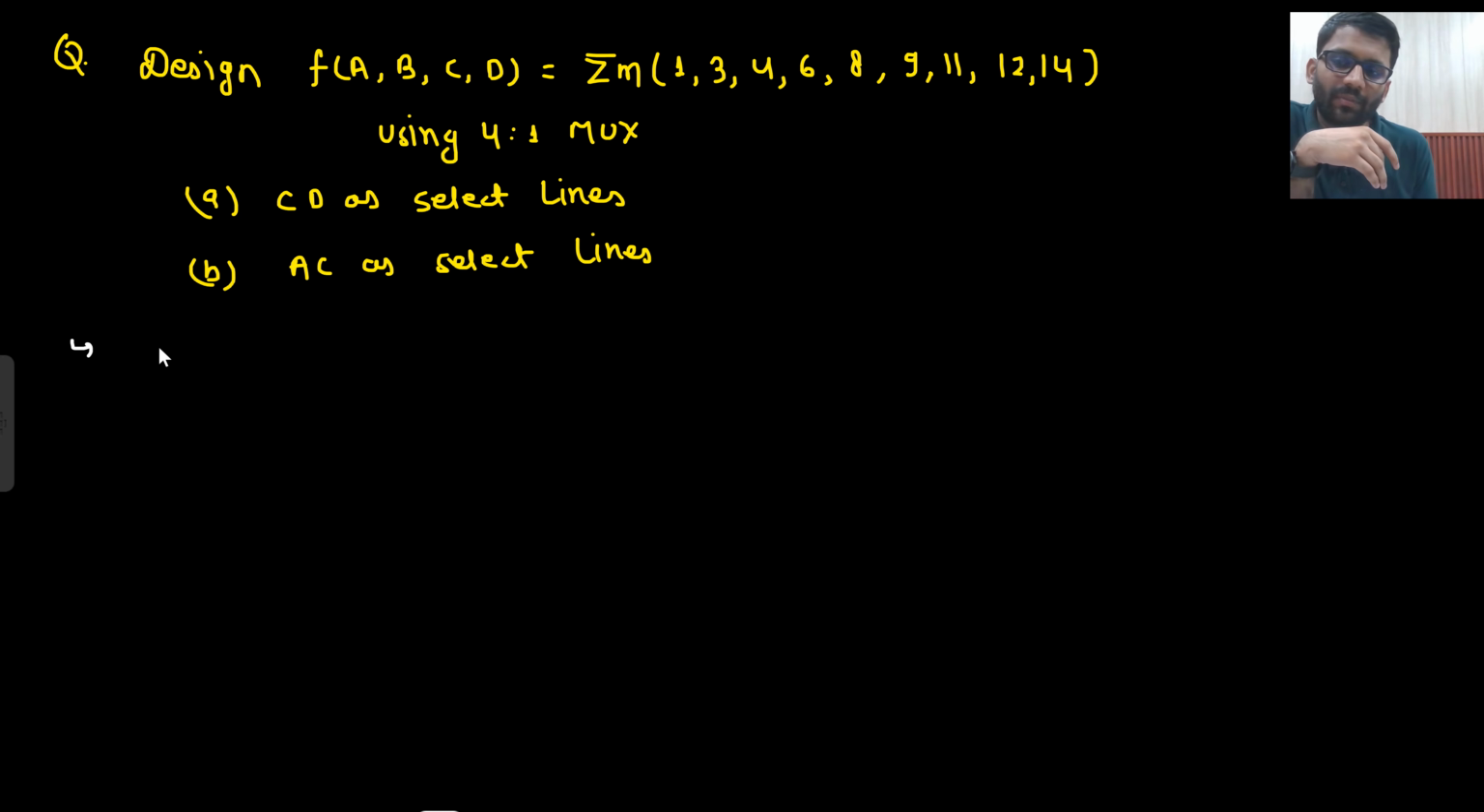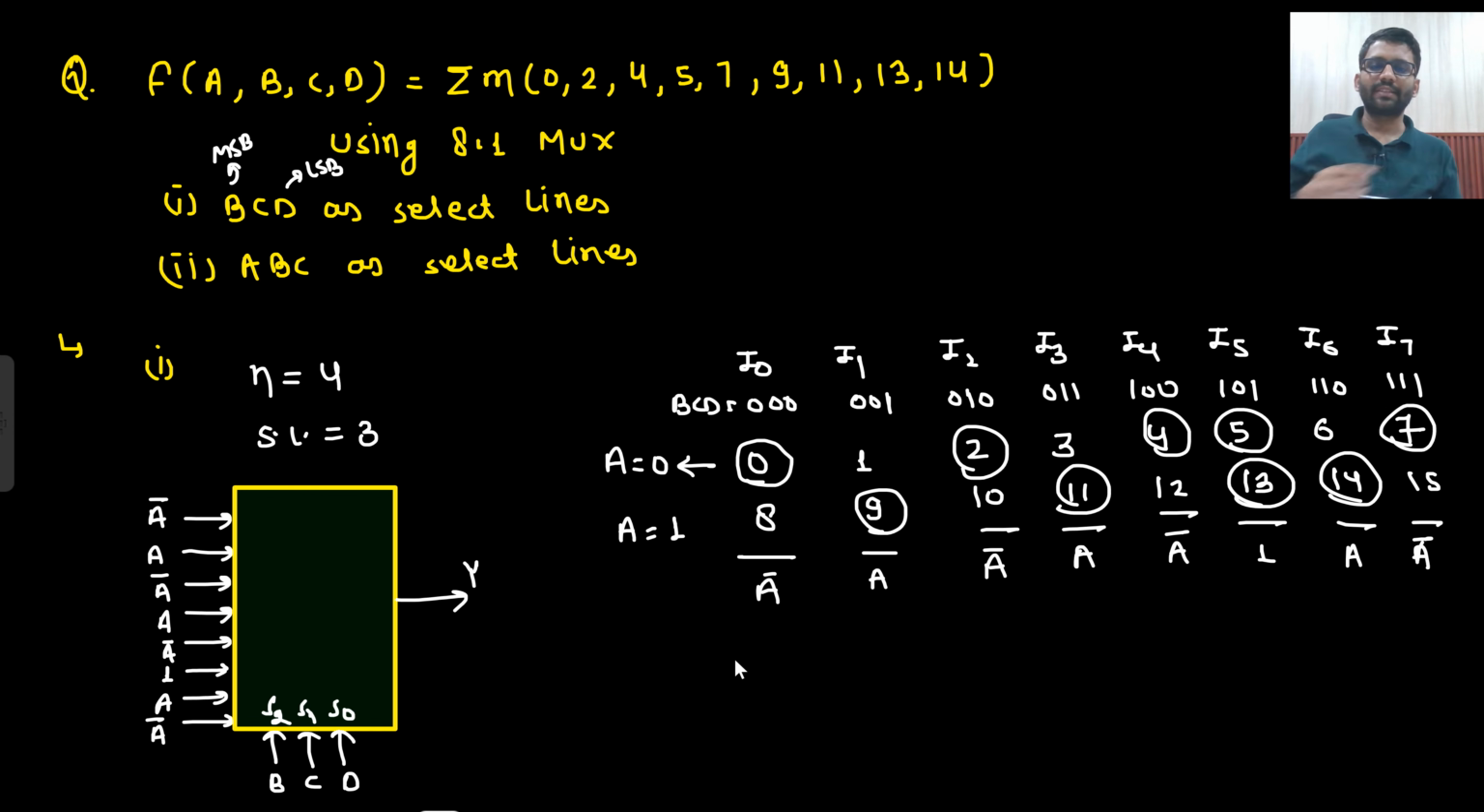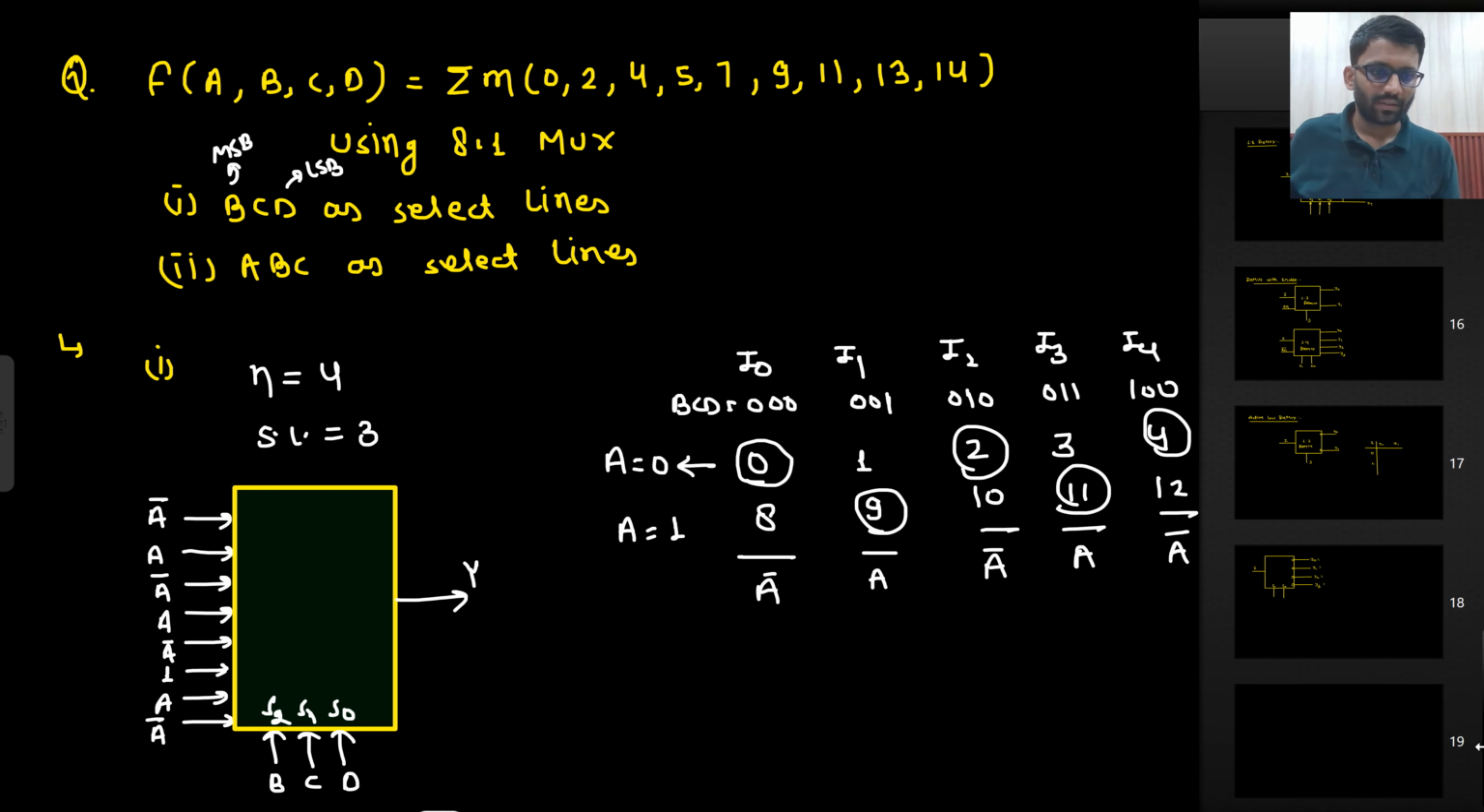Okay. Let's see the next one. Number of variables 4. Select lines. Oh, wait a second. ABC as select line. I forgot this one. ABC as select line. So I need to add a page.